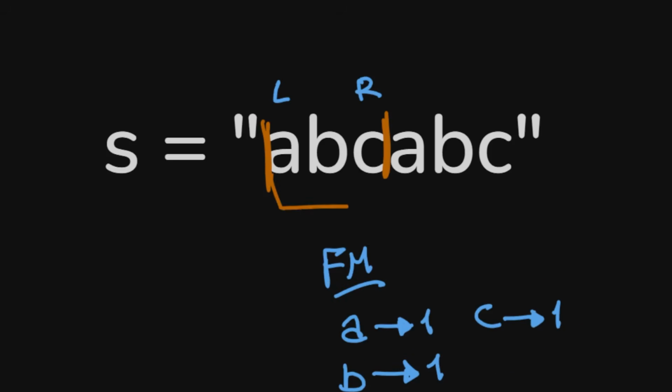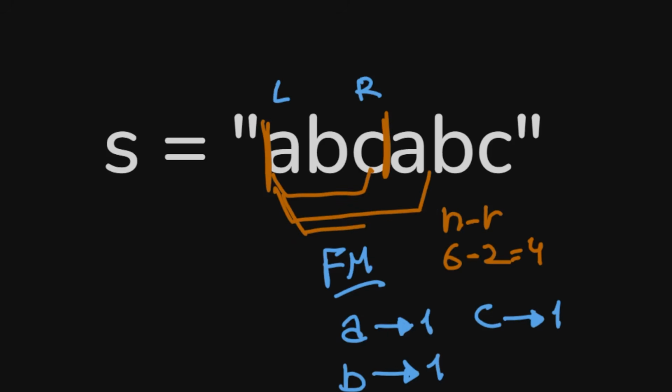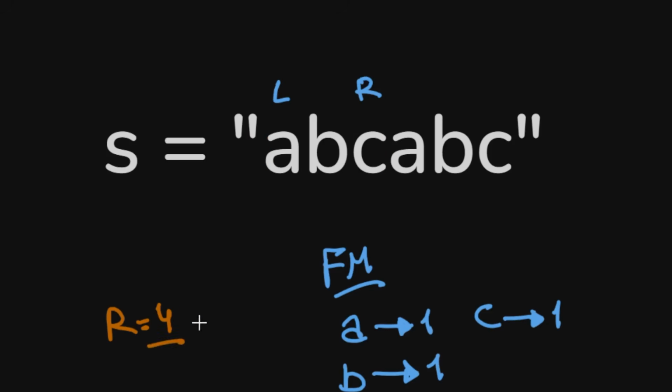And if this is a valid substring, we can include more characters. This is also a valid substring, this is also valid, and this is also valid. So as soon as we find a valid substring, we can add n minus r to the result. Here we have 6 characters, so n is 6, and r is here at index 2. 6 minus 2 is equal to 4, which means that here we have 1, 2, 3, and 4 valid substrings. So now the result is 4.